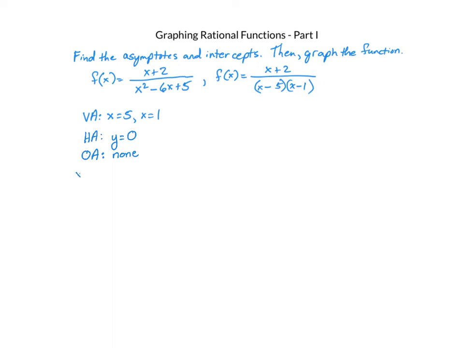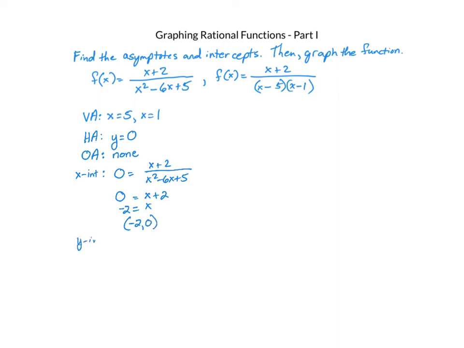Let's move on to x-intercepts. We set y equal to 0 and solve the equation. We multiply both sides by that denominator, and we have 0 equals x plus 2. Subtract 2, and we find that we have an x-intercept at -2, 0.